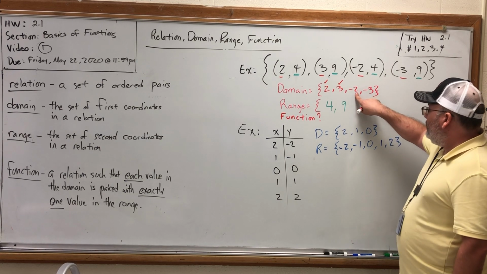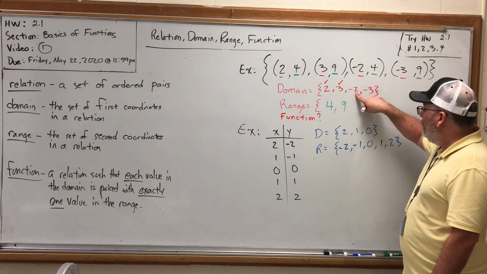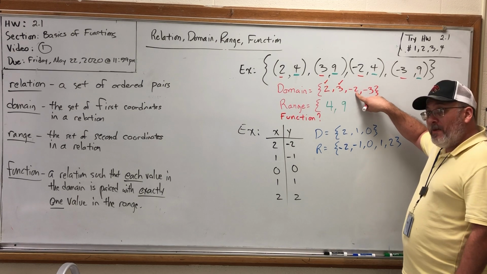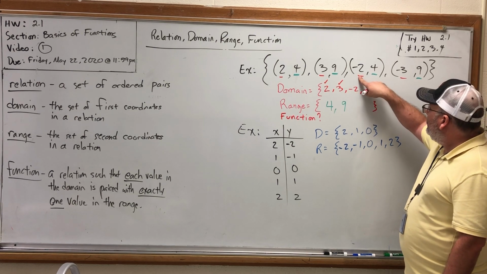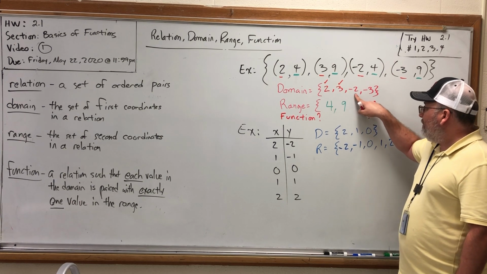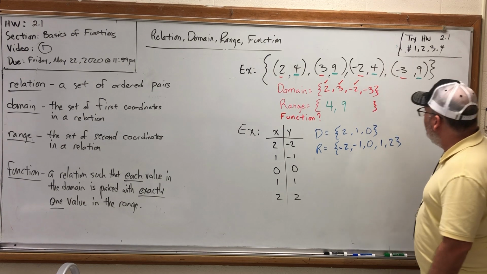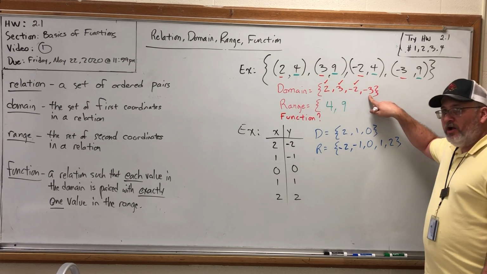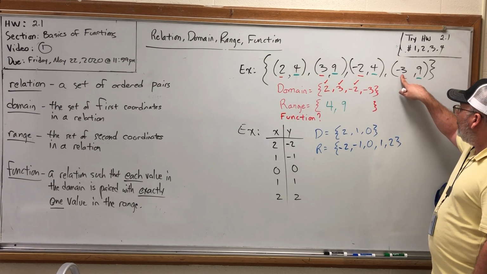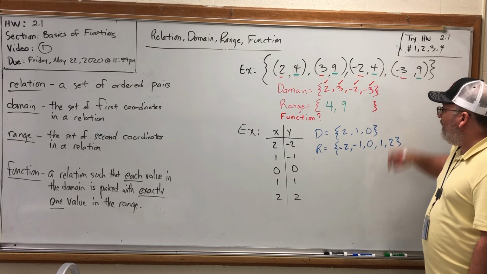Now let's go to the -2 and ask it the question, how many range values are you paired with? I don't know. Let me find all the ordered pairs that start with -2. This is the only one. -2 is paired with only 4. So -2 is paired with precisely one range value. He's okay. And of course, -3 is okay also. The only ordered pair with -3 is this one, so -3 is only paired with a single range value.